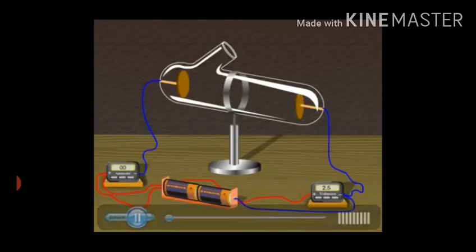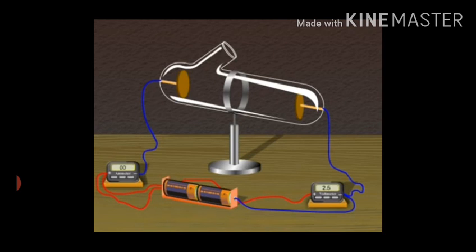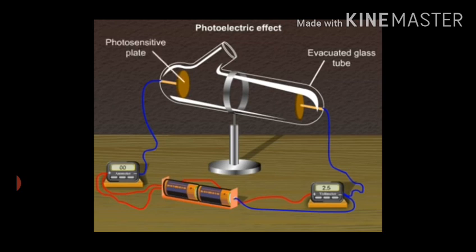You see this setup on the screen? This is meant for an experimental study of the photoelectric effect. I hope you have some idea of the photoelectric effect. Now, as you can see, it has an evacuated glass or quartz tube having a photosensitive plate. Let me label it as C. This is known as the emitter, and there is another metal plate A which is known as the collector.